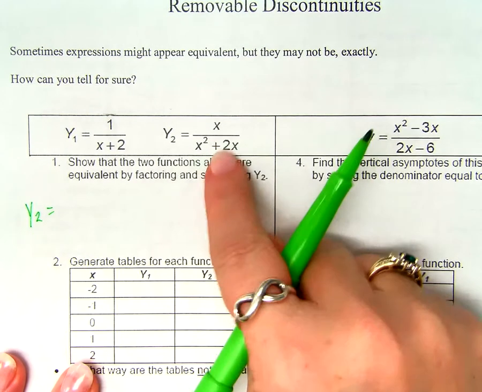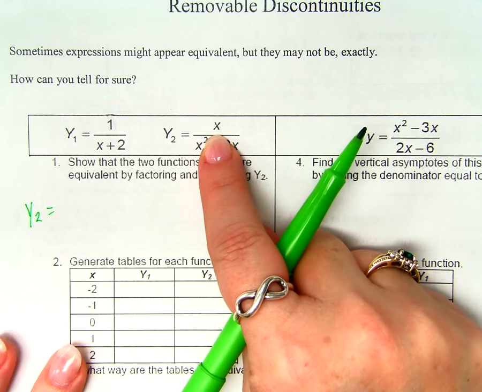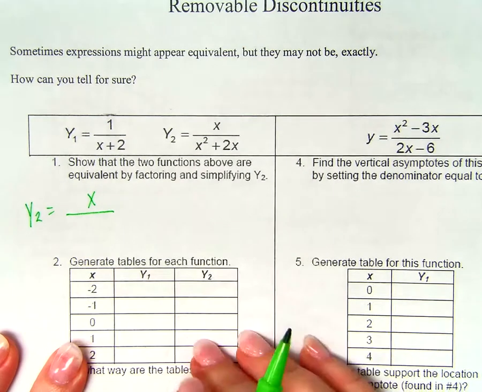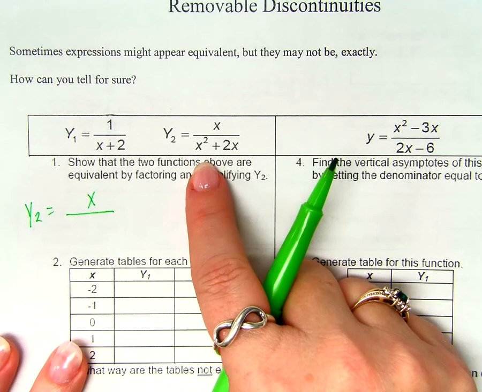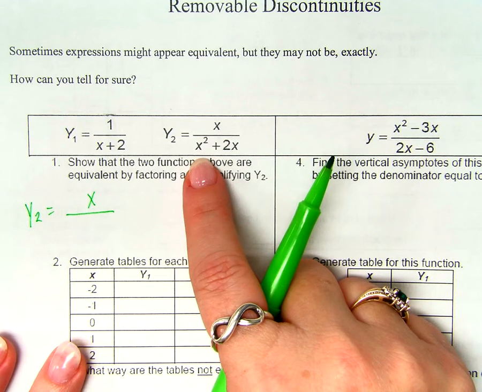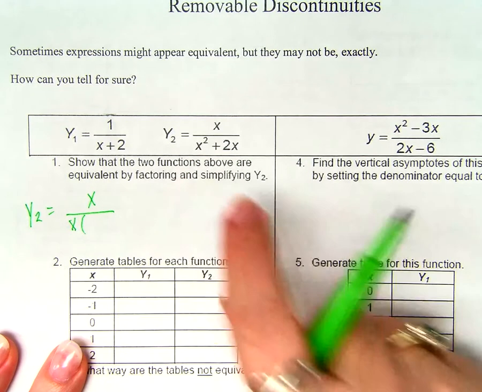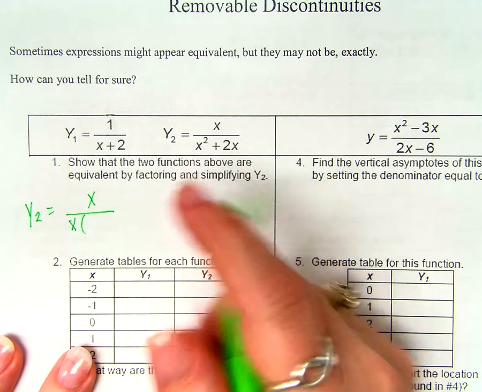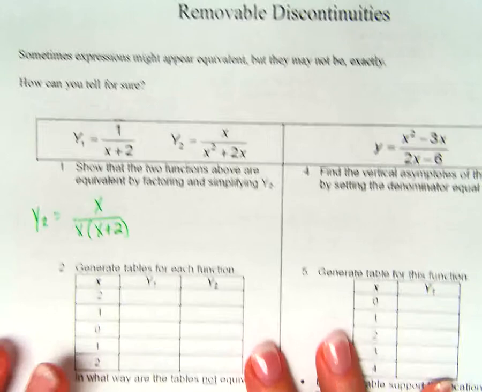Y sub 2, is there anything I can factor out of the numerator? No, it's just an x, right? Is there anything I can factor out of these two terms in the denominator? What are both of these terms divisible by? An x, okay? So if I factor out an x of each term, if I divide an x out of each term, what do I have left? X plus 2.